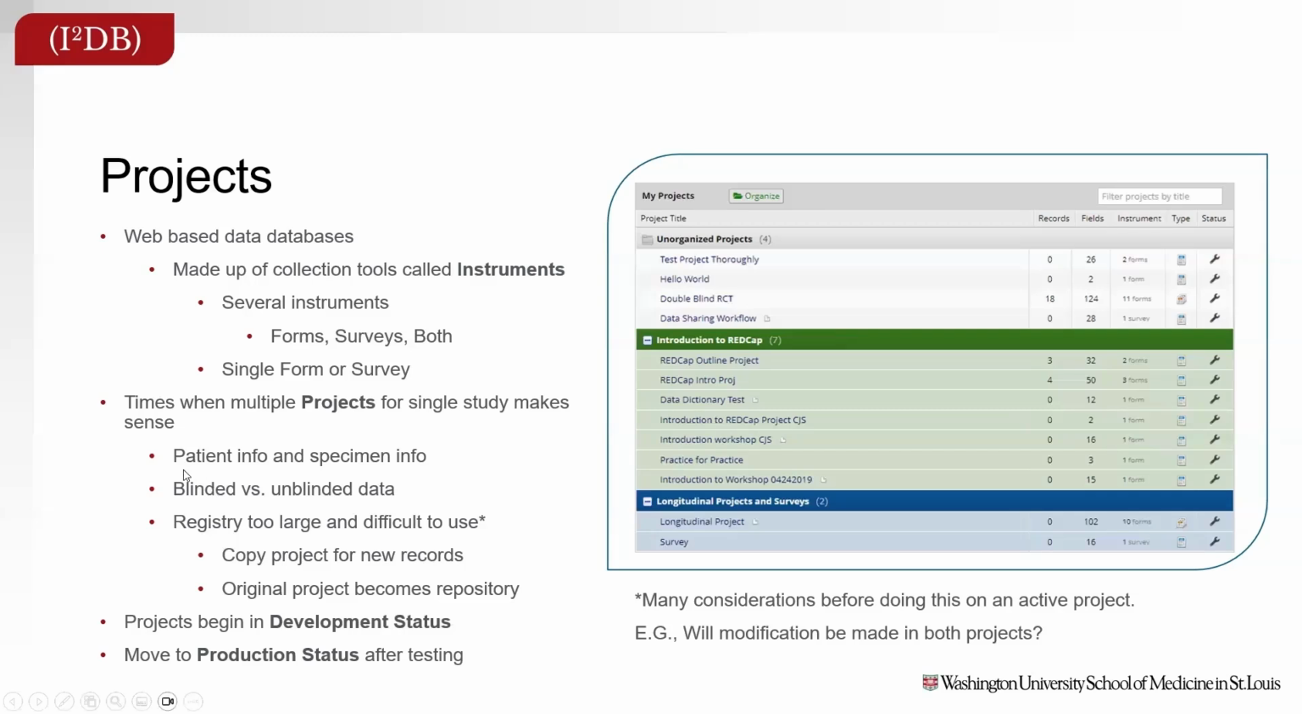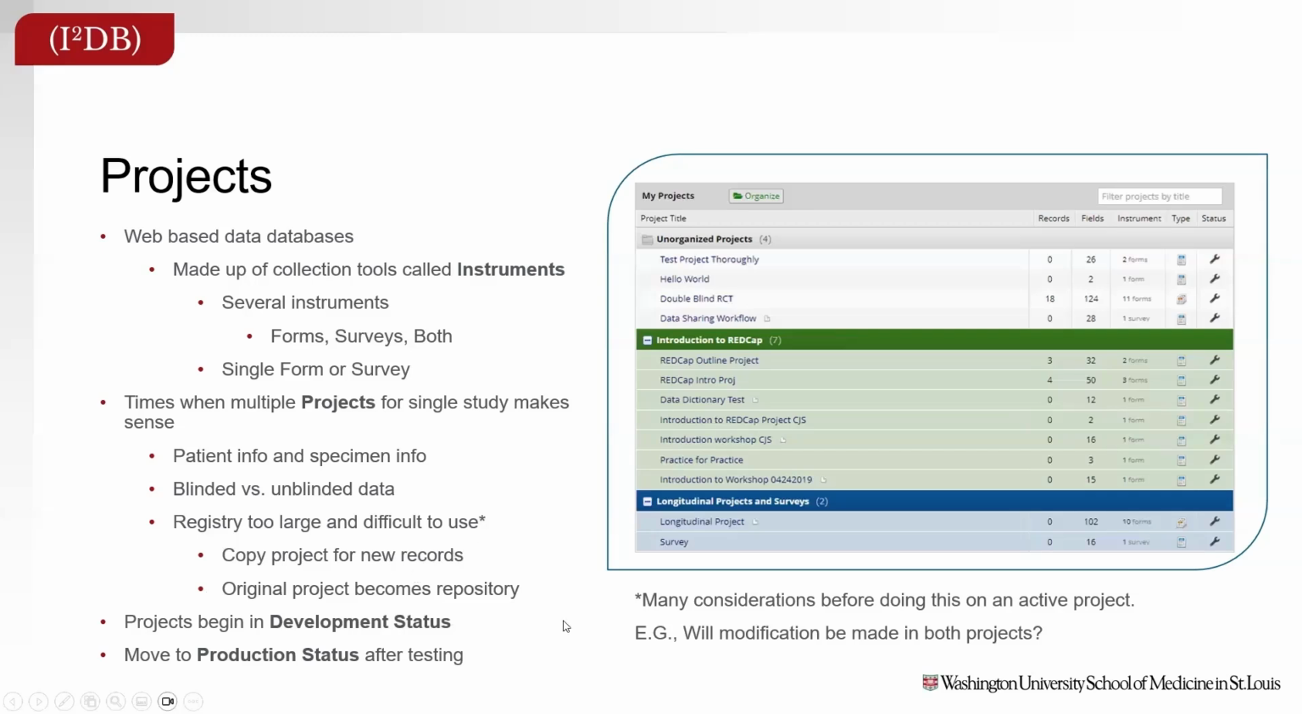I gave some examples here. If you're doing a registry, you might have one project for patient info, one project for specimen info, so there's no PHI linking here to the specimen. You might have a clinical trial where you're blinding some people, and you could put the blinded data in one project and the unblinded data in another. And if you've got a legacy project that's been going on for a decade and collected a lot of data, it may become slow and difficult to use. So sometimes you might copy a project, that project becomes a repository, and then you move forward with a new project.